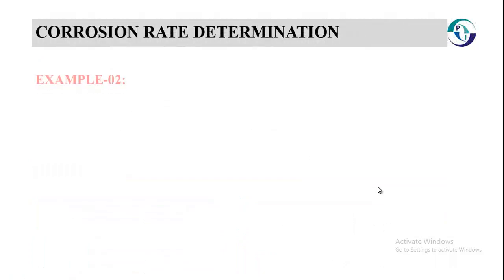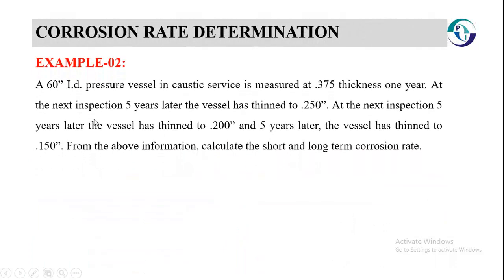Another example: again a 16-inch ID pressure vessel in caustic service measured at 0.375 inch thickness in year 1. This is the initial thickness. At the next inspection 5 years later, the vessel has thinned to 0.25 inches. At the next inspection 5 years later, the vessel has thinned to 0.200 inches. This will be the previous inspection, not this one. And 5 years later, the vessel has thinned to 0.150 inches, and this is our actual thickness.